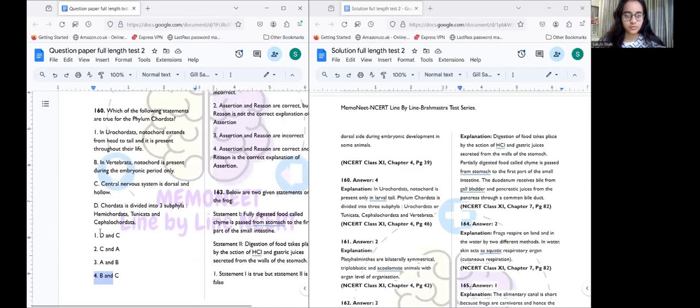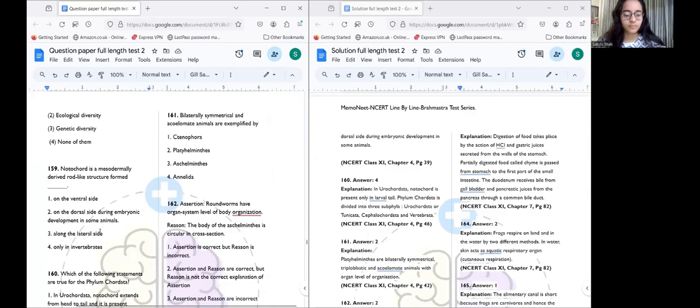Moving to the next question, which is question number 161. I think the camera was not working, so sorry for that. But for question 161, yeah.